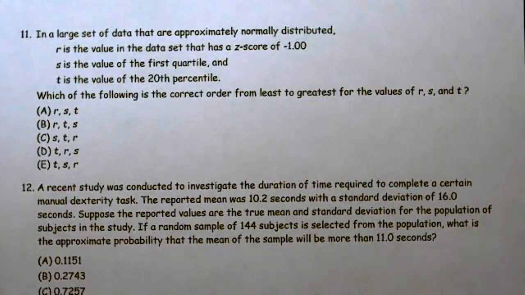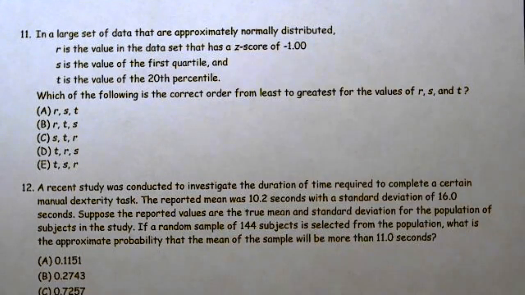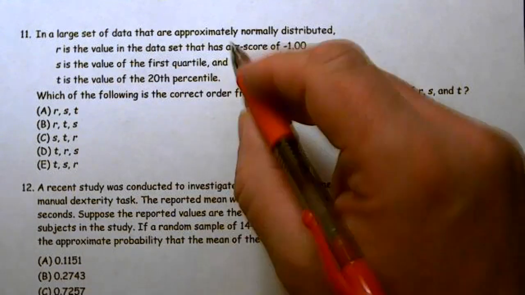Number 11. R is the value of the data set that has a z-score of -1. S is the value of the first quartile, and T is the value of the 20th percentile. Which of the following is the correct order for the least to greatest values of R, S, and T? So I actually have several choices. I can convert these all to z-scores, or I can convert them all to percentile ranks. Well, since I already have two that are kind of in percentile ranks, I'm going to go that route.